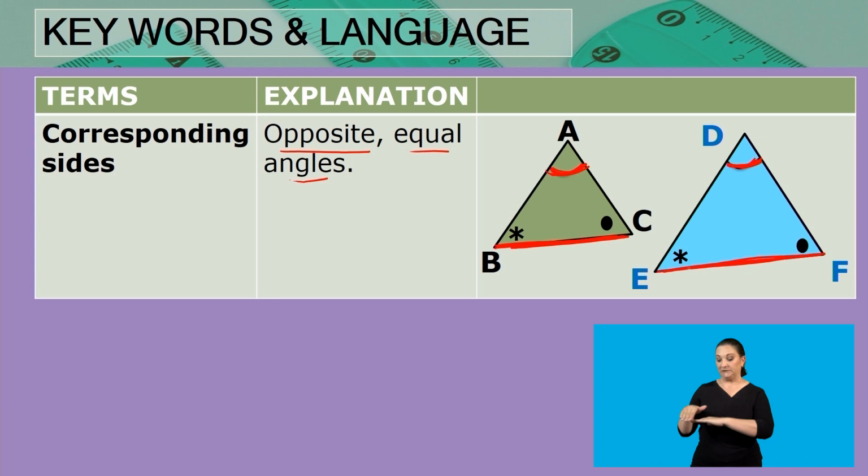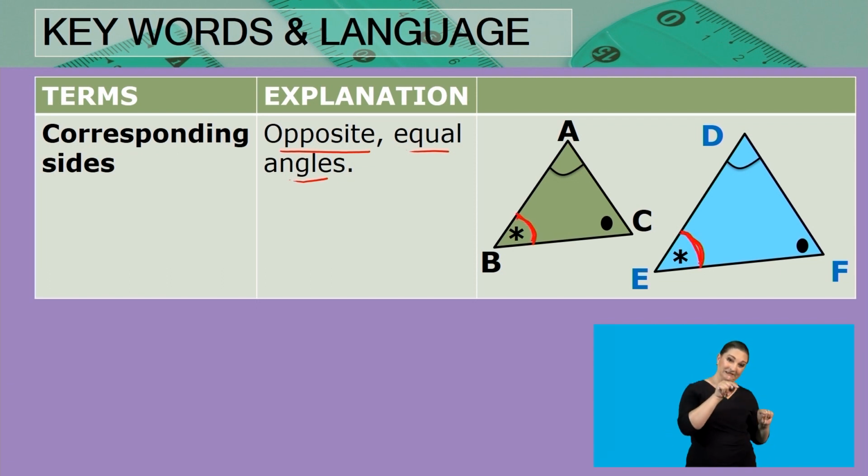Now in this case, it would mean that BC is corresponding with EF. And why? Because they are both opposite equal angles. Now the same would be true for the sides that are opposite angle B and angle E.